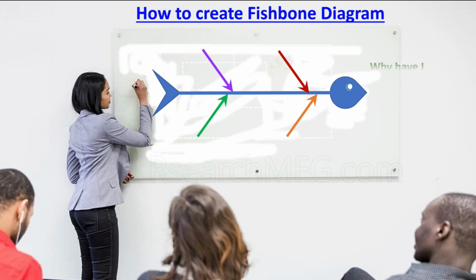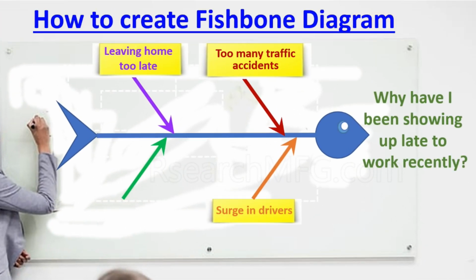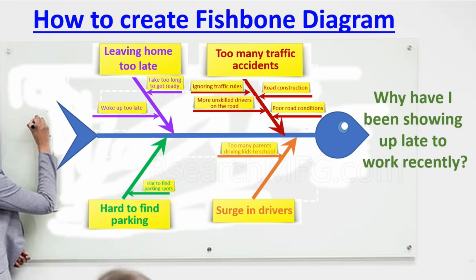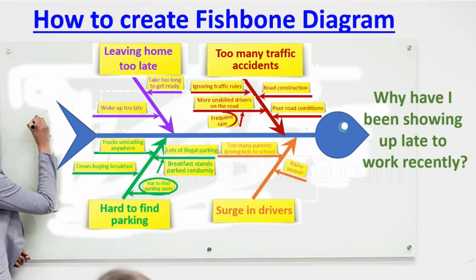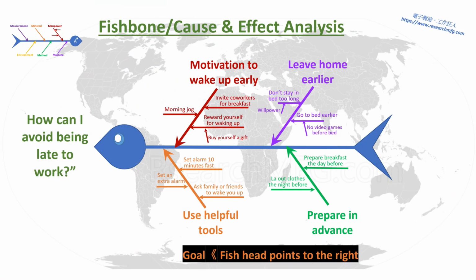Now, let's take a look at this fishbone diagram example. Why have I been showing up late to work recently? This is a typical right-facing fishbone diagram, used to trace the possible causes of a problem. And here's another one. How can I avoid being late to work? This is a left-facing fishbone diagram that focuses on finding solutions.